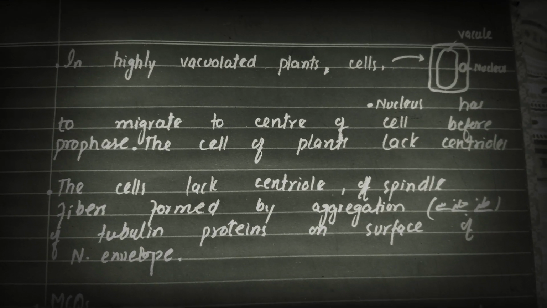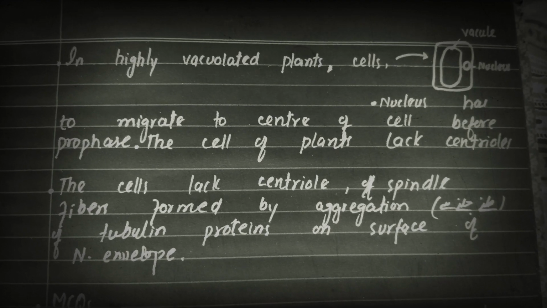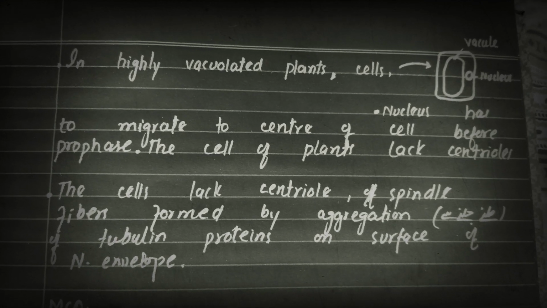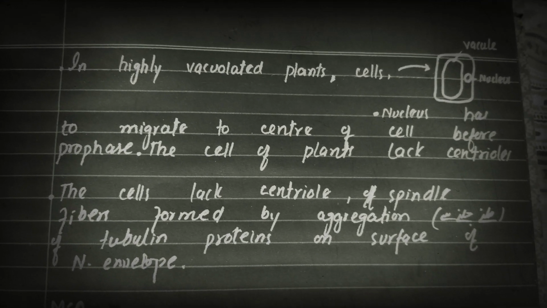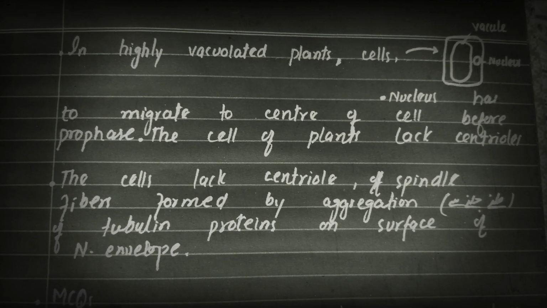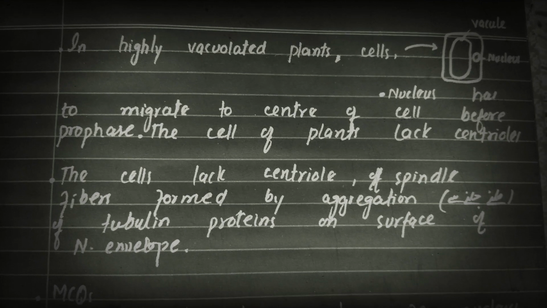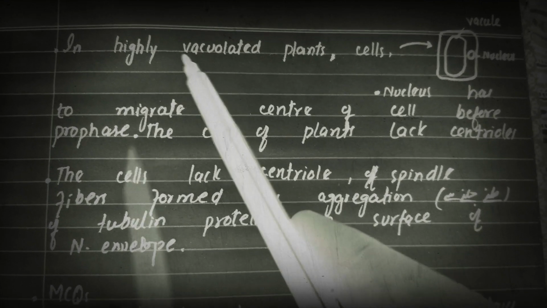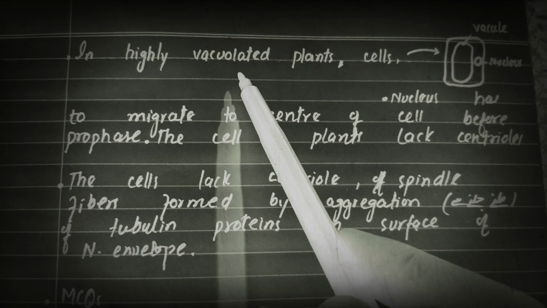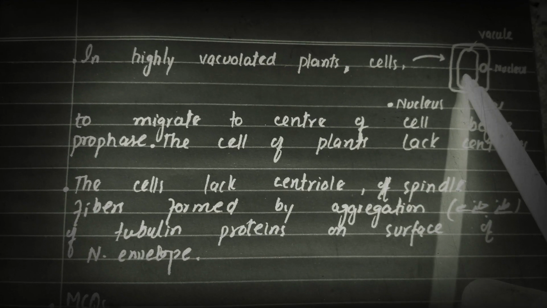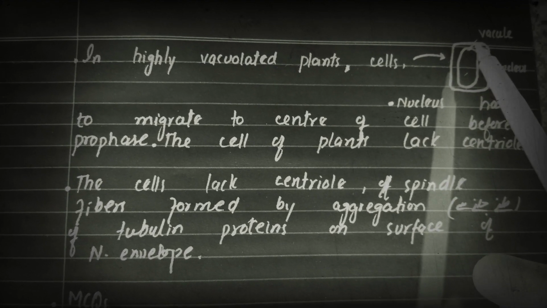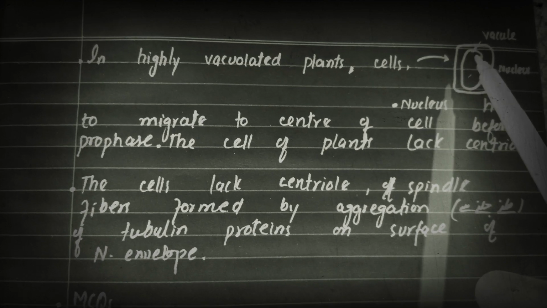Today our topic is the second part of prophase. We had already discussed what prophase is, but there is some difference between plant and animal prophase. In highly vacuolated plants, highly vacuolated means those plants which have a proper vacuole. And what is a vacuole? A vacuole is just like a tank which stores water or other material of the plant.